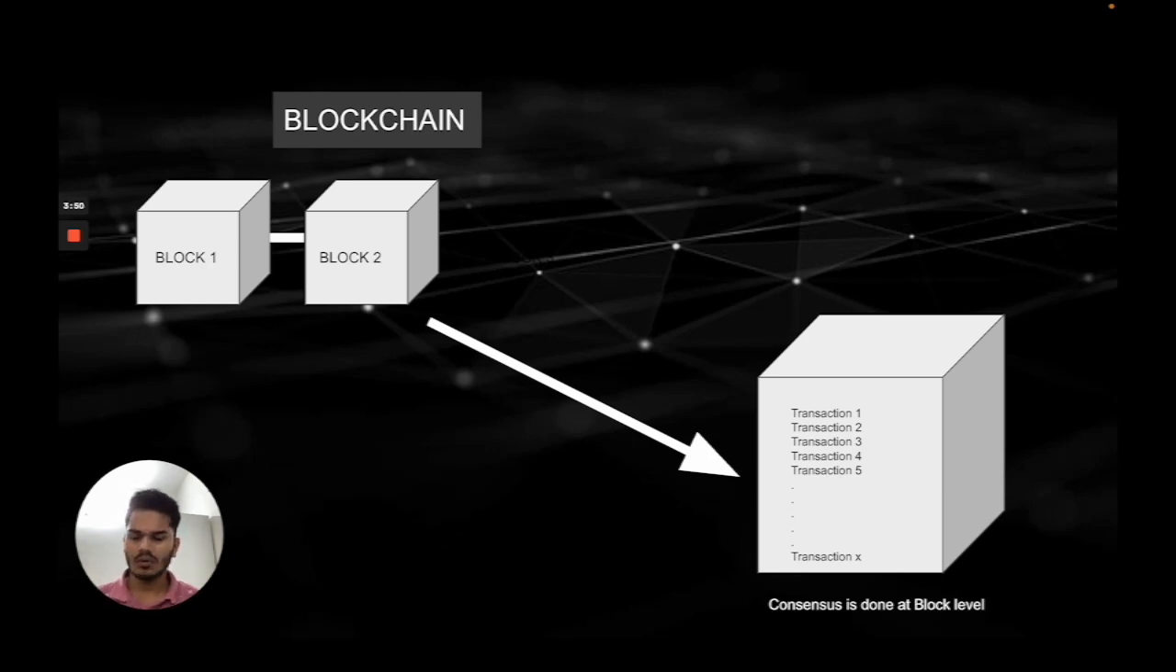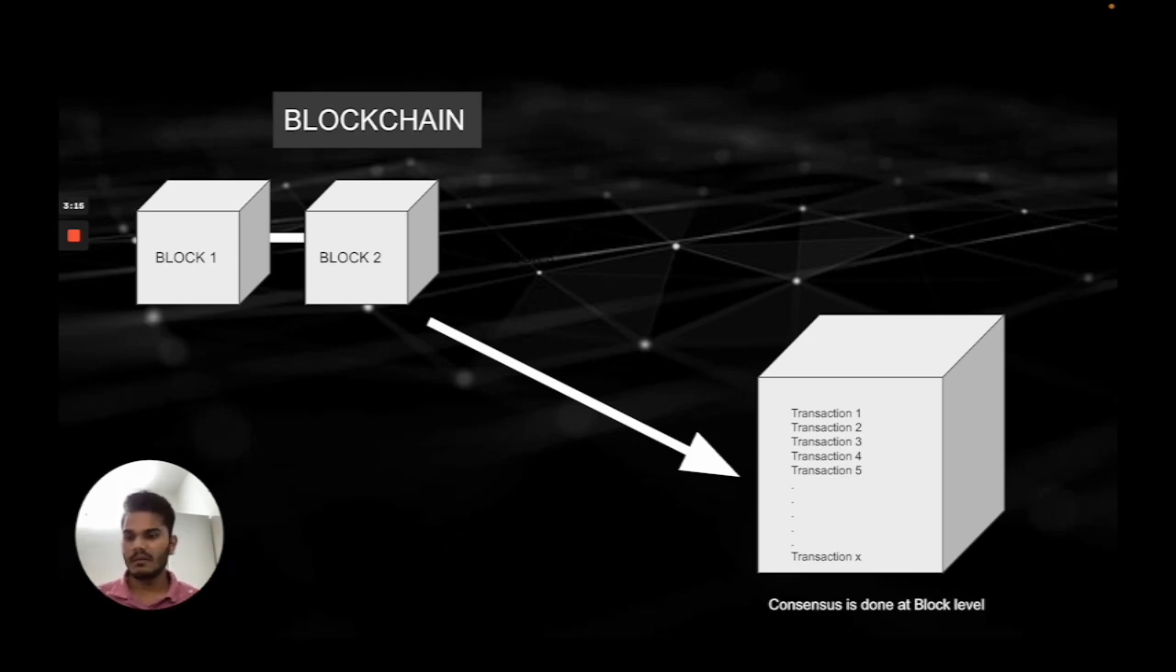There are about 2200, plus or minus, transactions in a block on the Bitcoin blockchain, and around 70 transactions in a block on the Ethereum chain. When transactions are added to a block, they go through a consensus. So basically, what is consensus?